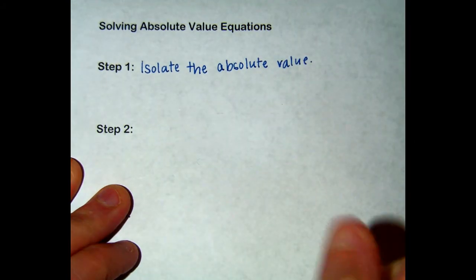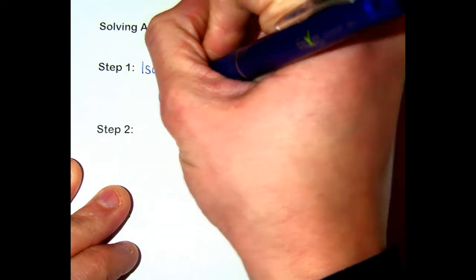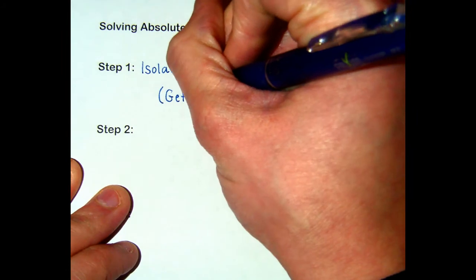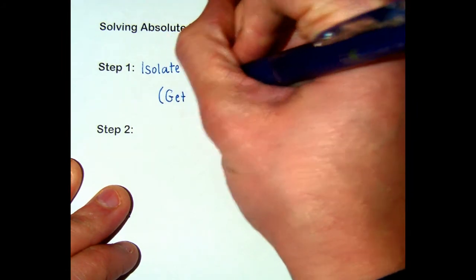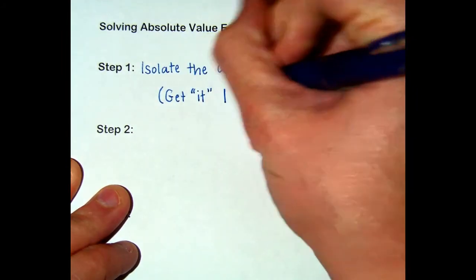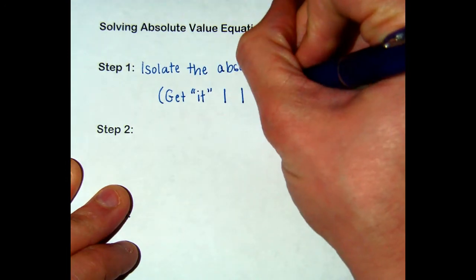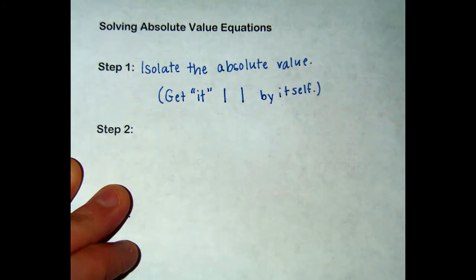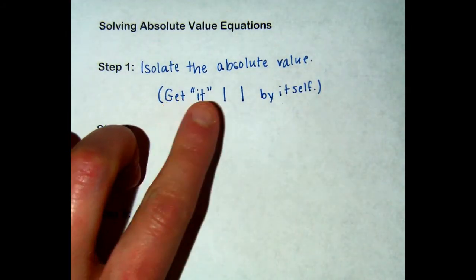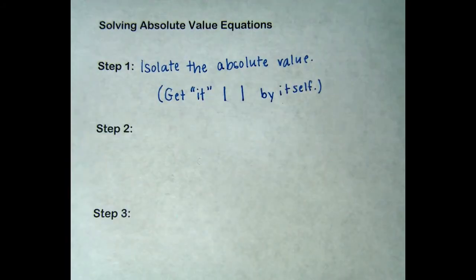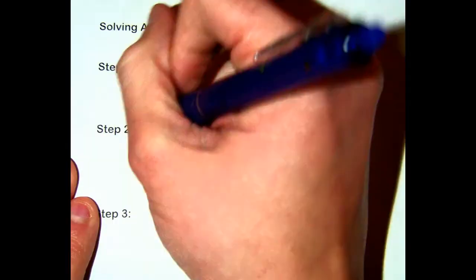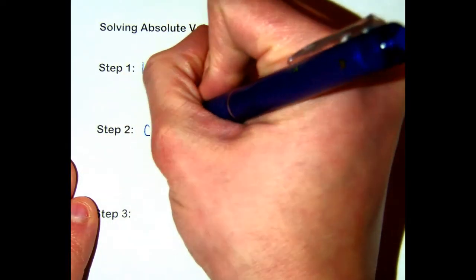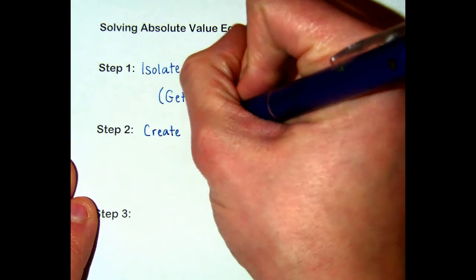What that means is get it, meaning these bars, by itself. That's what that means. So step 1, you're going to get the bars by themselves. You'll still have stuff inside these bars. That's okay. Step 2, we will then create two cases, or like two equations.